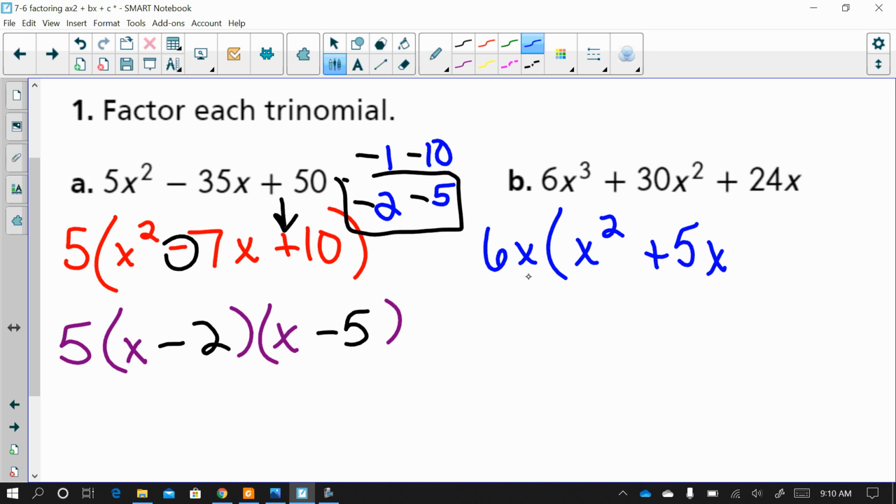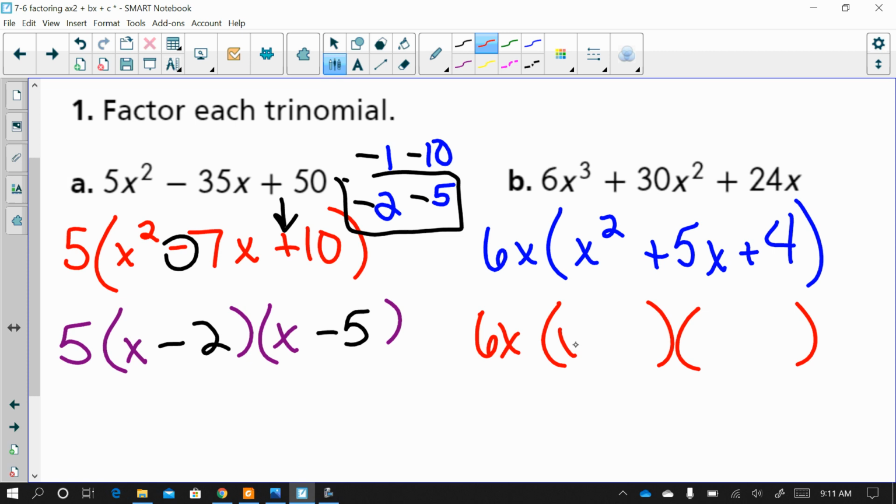6 times what gives me 24? 6 times 4, and I have 1x, and I took it away, so no more x's. So moving on, 2 sets of parentheses. Bring down that 6x again. How do I make x squared? X times x. Okay, let's list our factors of 4.